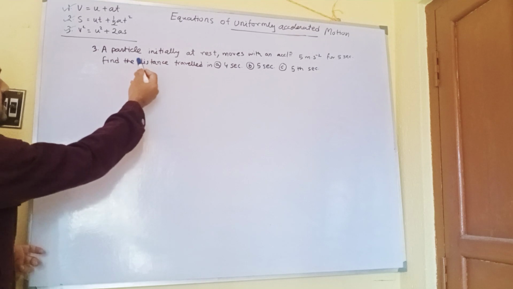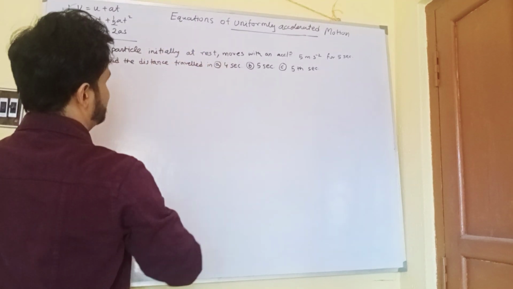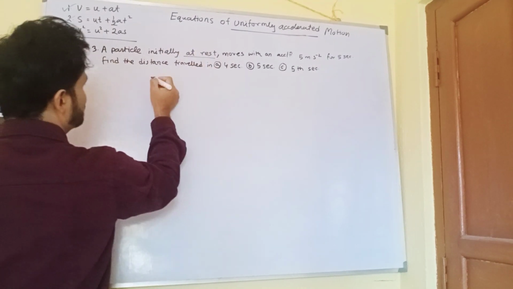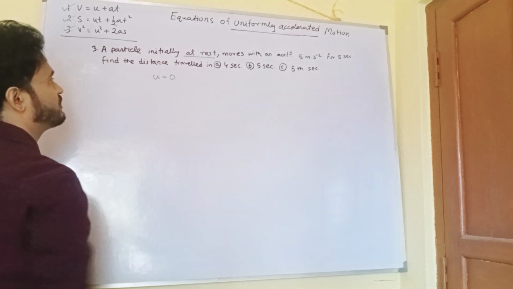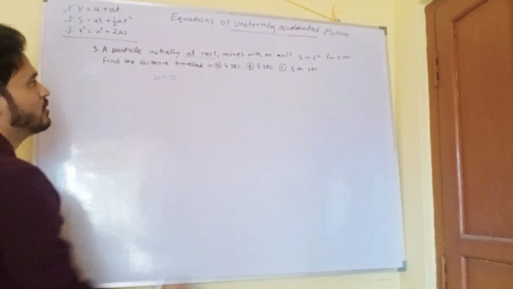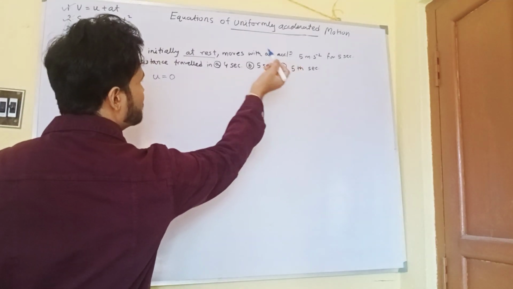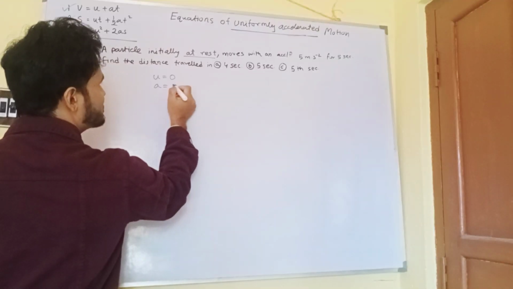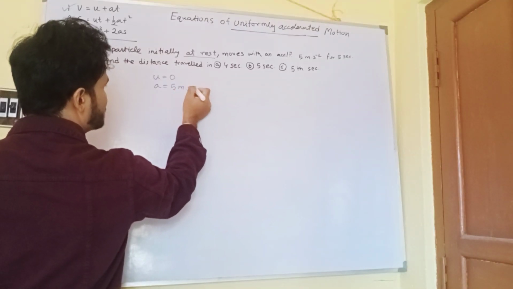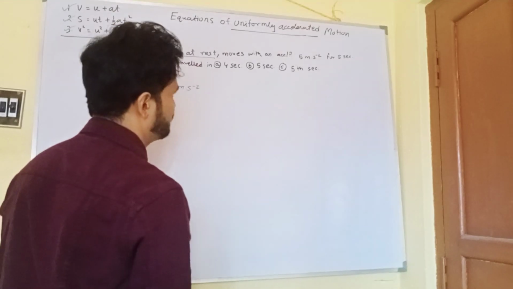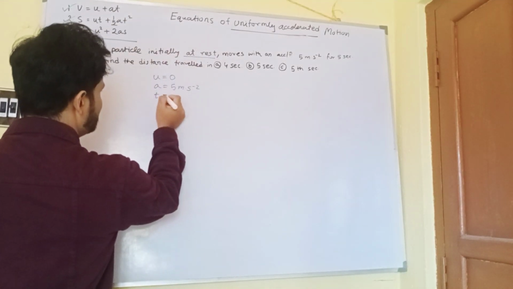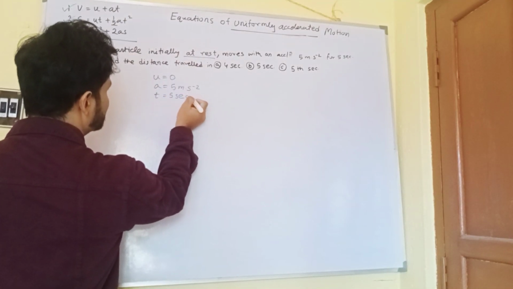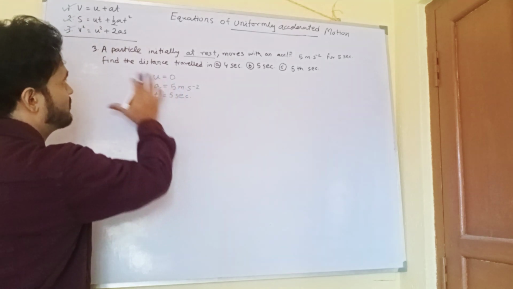So, a particle initially at rest. So u is equal to 0. Initial velocity is 0. Moves with an acceleration. So what is the value of acceleration? 5 meter second to the power minus 2, for 5 seconds. t equal to 5 seconds. These are the three pieces of information we can gather from the first line of the problem.